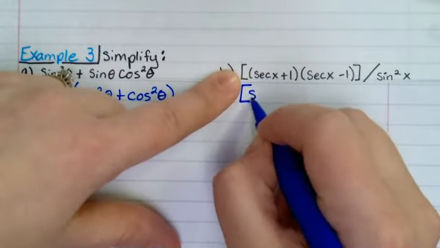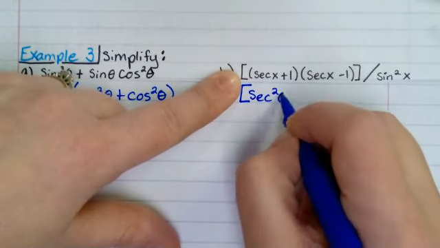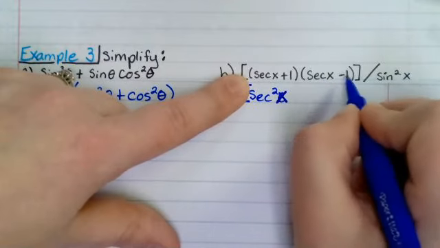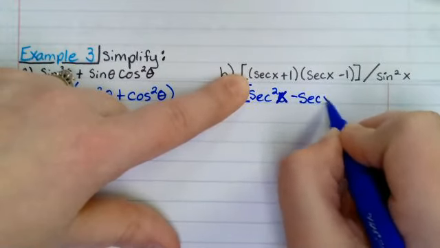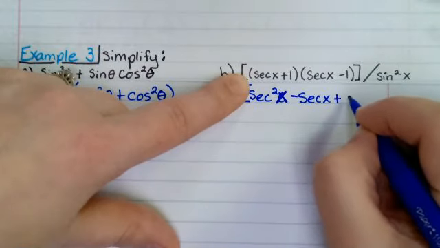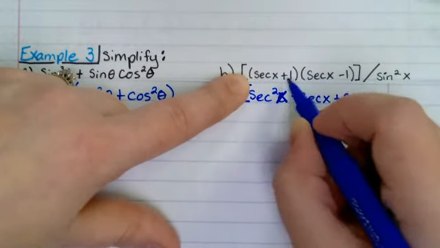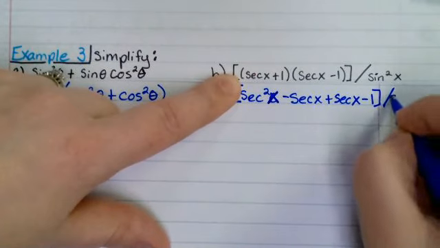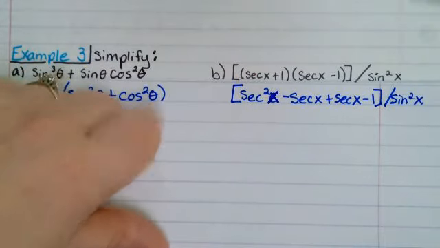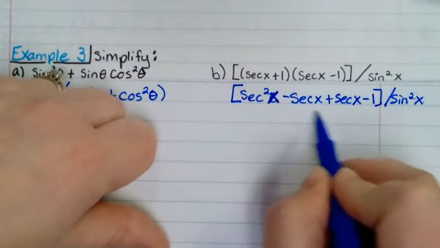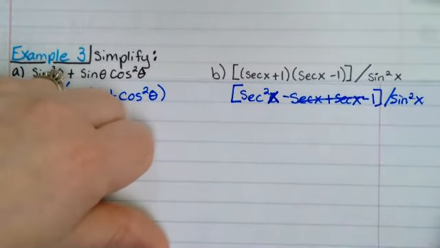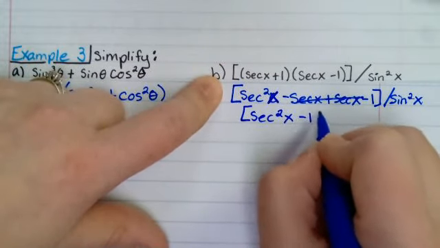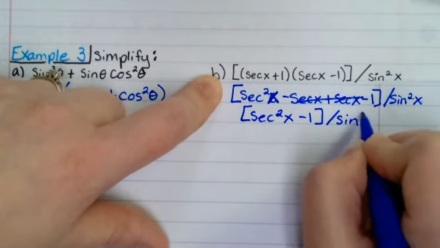Secant times secant would make secant squared of x. Secant of x times a negative 1 is negative secant x. 1 times secant of x is plus secant x. 1 times a negative 1 is negative 1. And again, all that's being divided by sine squared x. All right, now look at what happens here in the middle. Negative secant plus secant, gone. So really, this is secant squared x minus 1, divided by sine squared x.